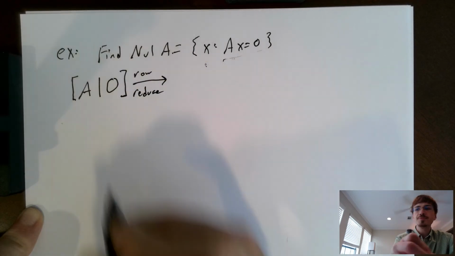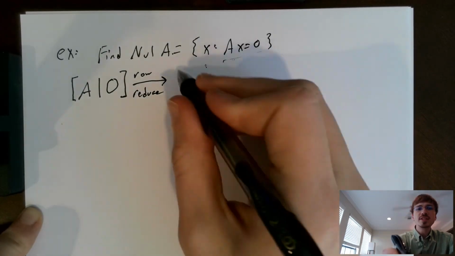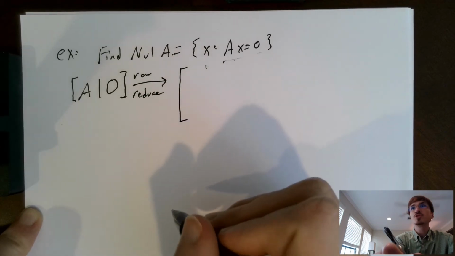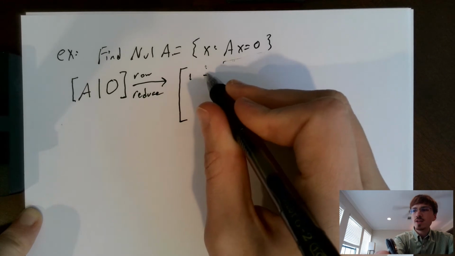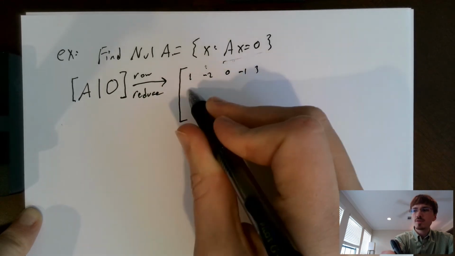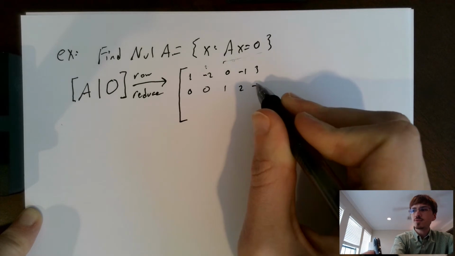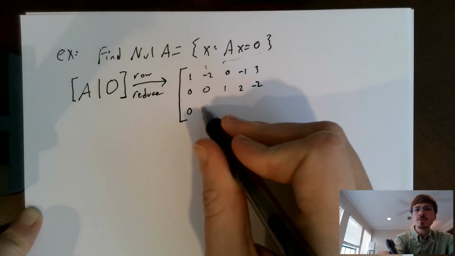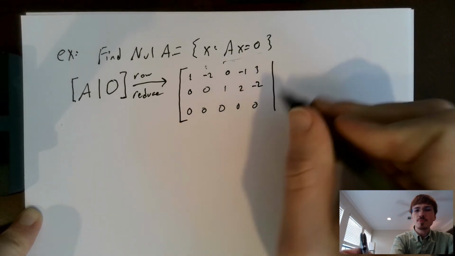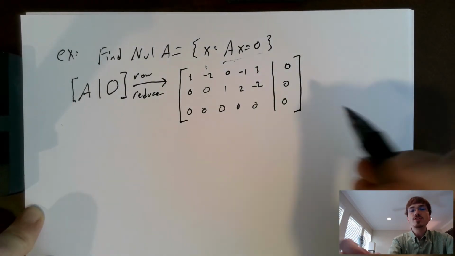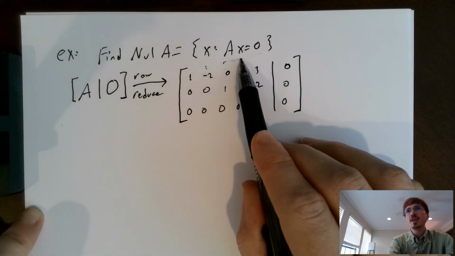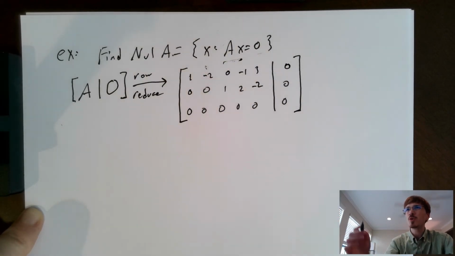Well, what do you get whenever you row reduce? It's that same reduced row echelon form that we just wrote down on the previous piece of paper. I think it is 1, negative 2, 0, negative 1, 3, 0, 0, 1, 2, negative 2, 0, 0, 0, 0, 0. Augment 0, 0, 0. And then from this, we can construct the set of all vectors x, right? Let's just find all solutions, and then we'll worry about finding a basis in a second. How do we construct all solutions for this system here?